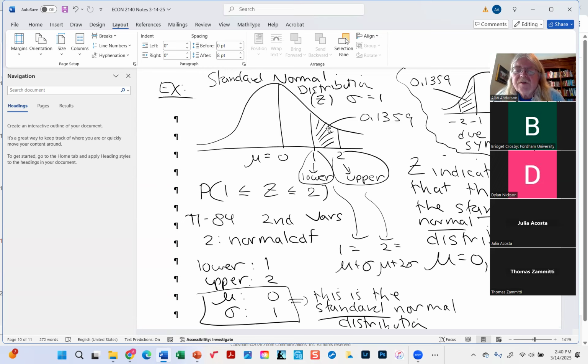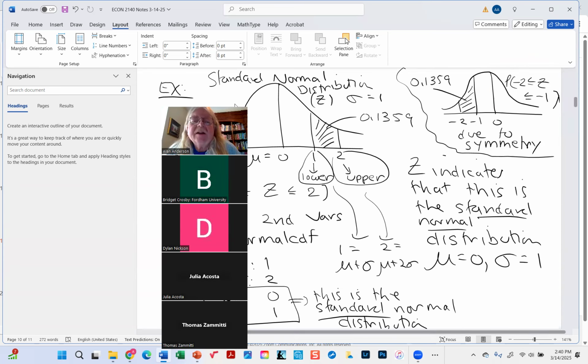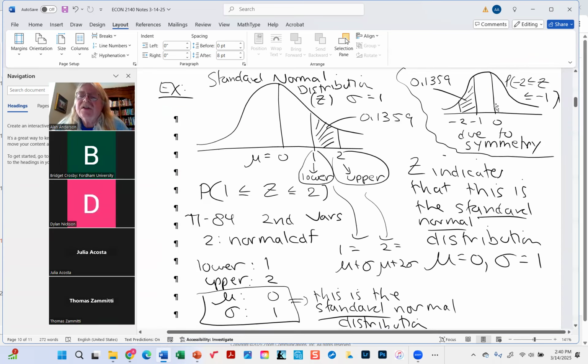So that probability is 0.1359. All right, so that's not too difficult. Now, here's an interesting side note. Because of the symmetry of this distribution, I put it up here in the upper right-hand corner, just so you can see them side by side.